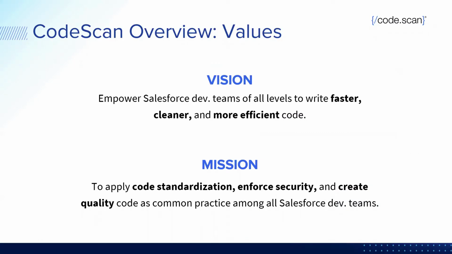Now, our vision is to empower Salesforce development teams to write better, more efficient, and cleaner code. And how we do that is to apply code standardization. What I mean by that is if every developer and everyone dealing with that code is looking at the code in the same way, you have a development velocity that's unrivaled by teams coming at the code with different standards, different views, and expecting different things for what they're seeing. And if you could create this as a common practice, you can really improve that.